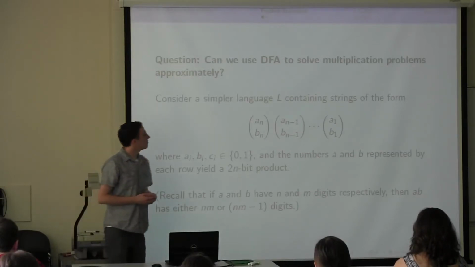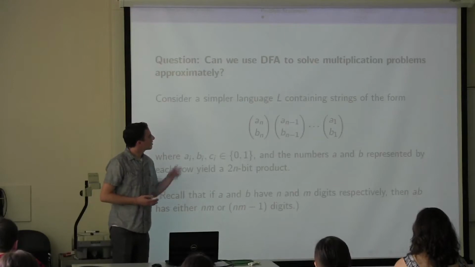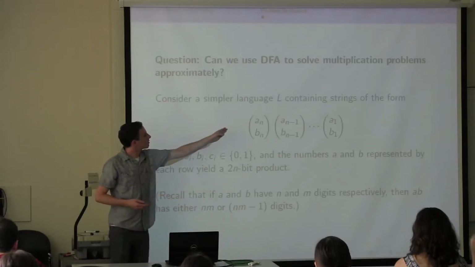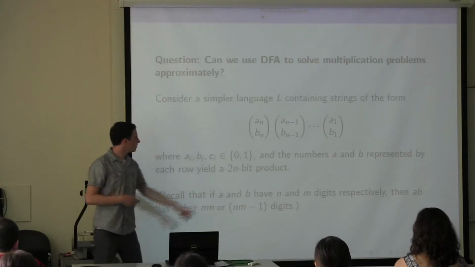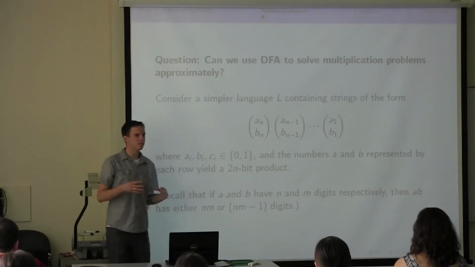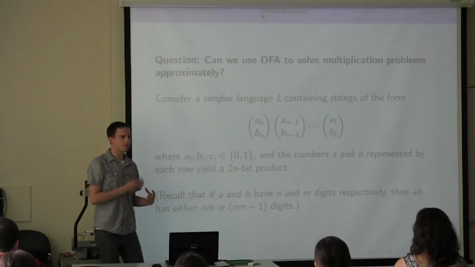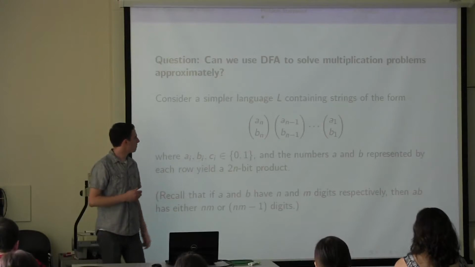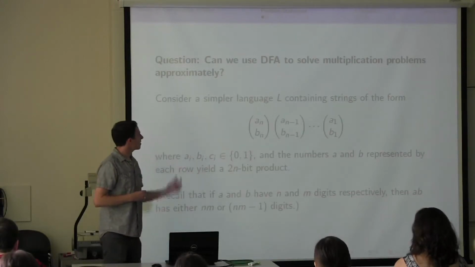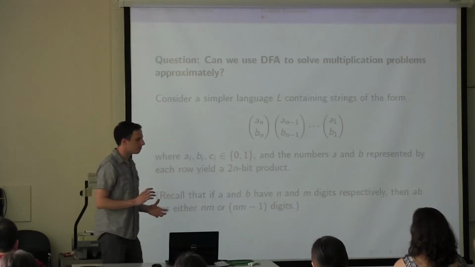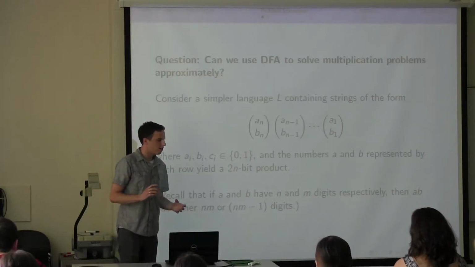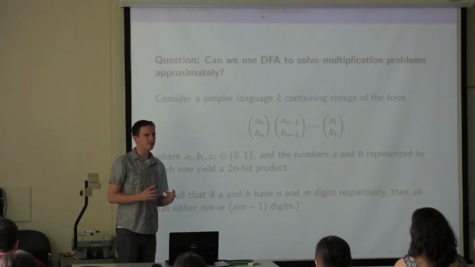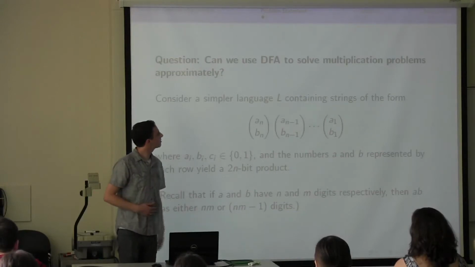So some of these sequences of tuples are going to yield 2n-bit products, and others are going to yield products with a smaller number of bits, right? Now, this language is not regular either, so we're going to talk about a procedure for identifying most cases where the product is 2n bits.